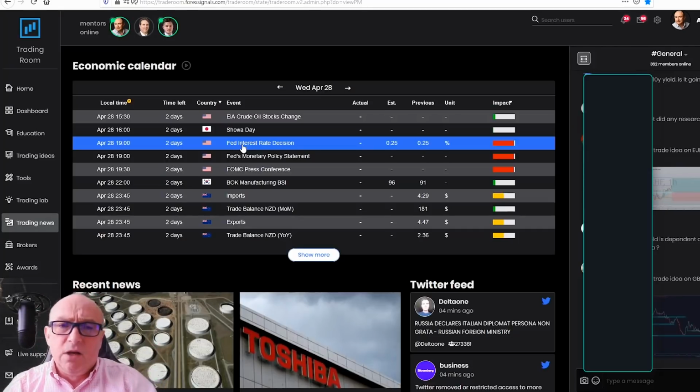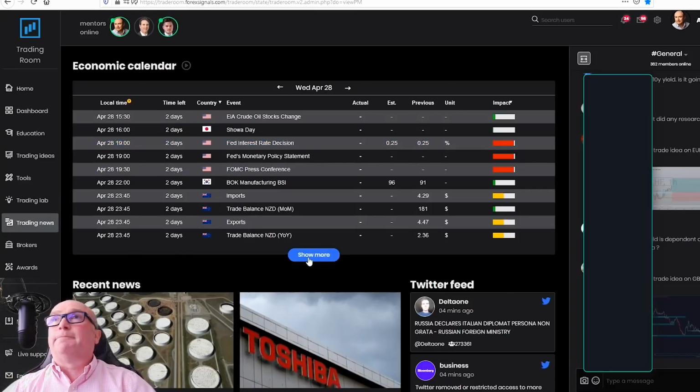Maybe they'll talk about reducing their bond buying. They call it tapering. If they start to taper, i.e. pull back on their bond buying, that would be deemed as a hawkish move, and you may see the US dollar go stronger on the back of that. So all eyes will be watching that.